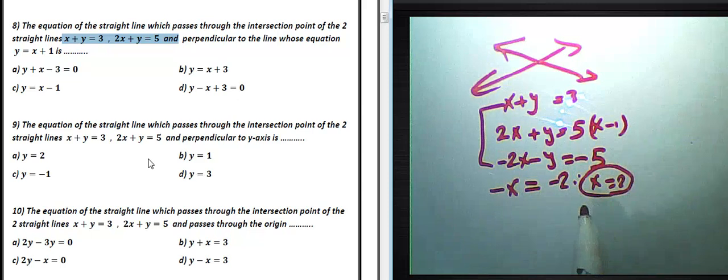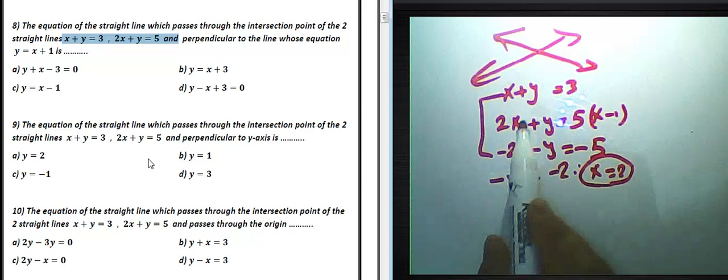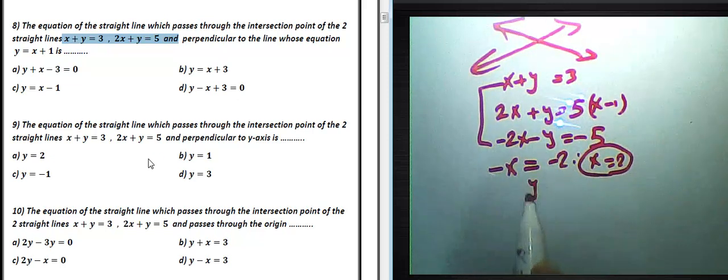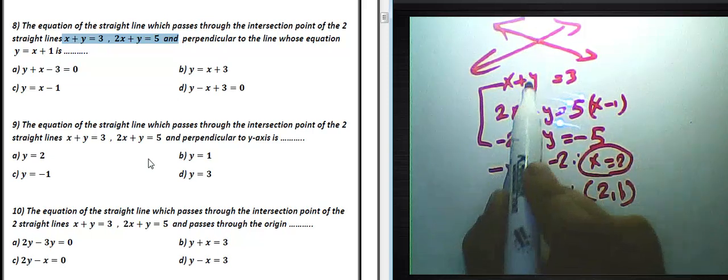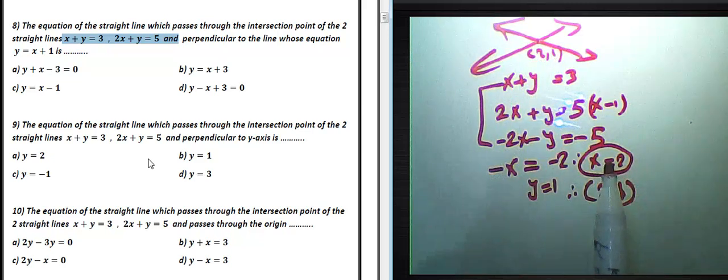When x equal 2, you can find y. Put it here: 2 plus y equal 3, then y will be equal 1. Then the point will be (2, 1). Okay, the intersection of the two straight lines is (2, 1), the point of intersection of the two straight lines.